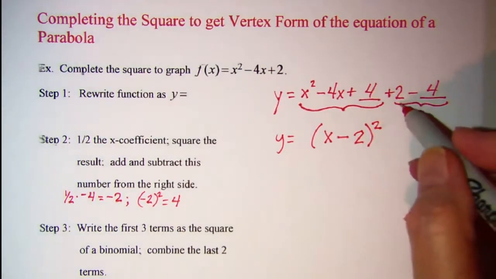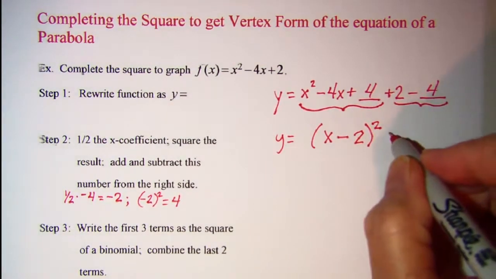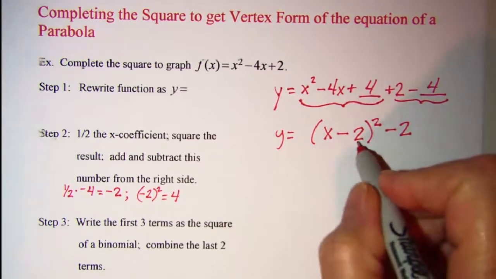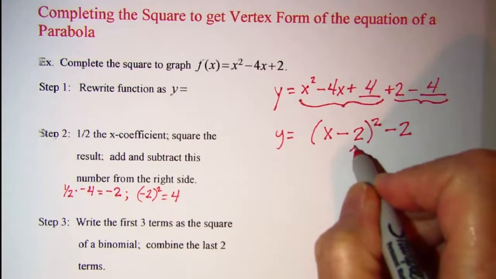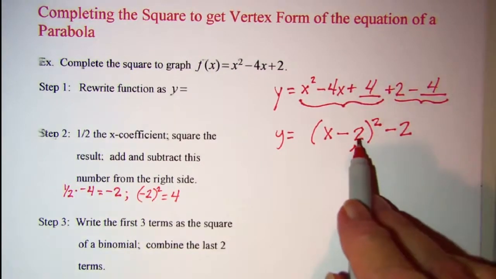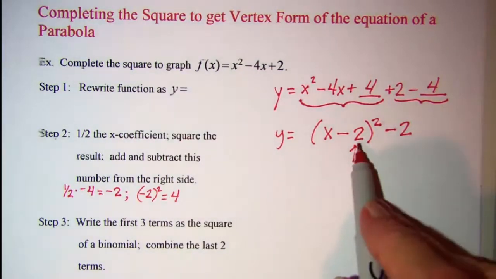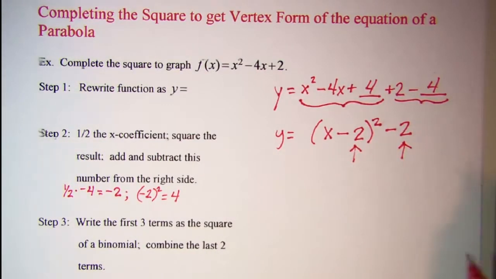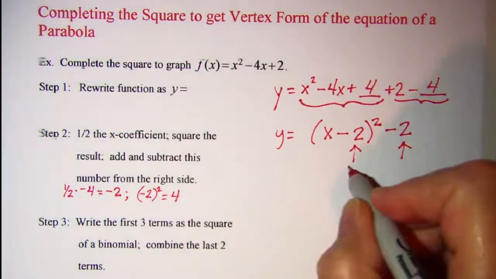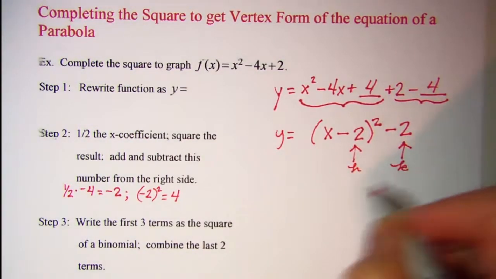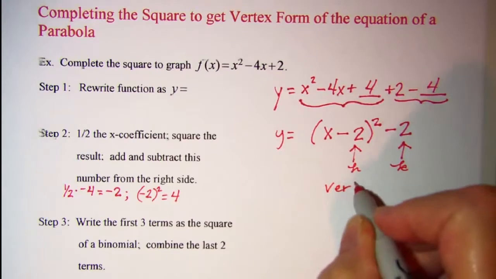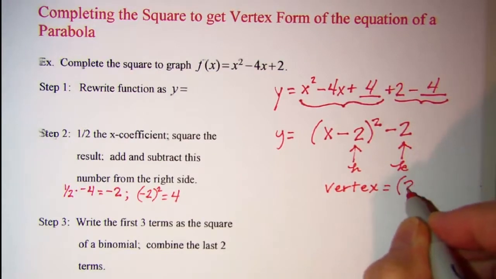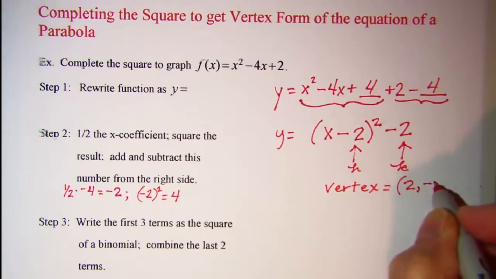And then when I combine these two terms, I get -2. This number right here, x minus h. H is the x coordinate of my vertex, and then this is k plus k. Vertex is a +2 and a -2.